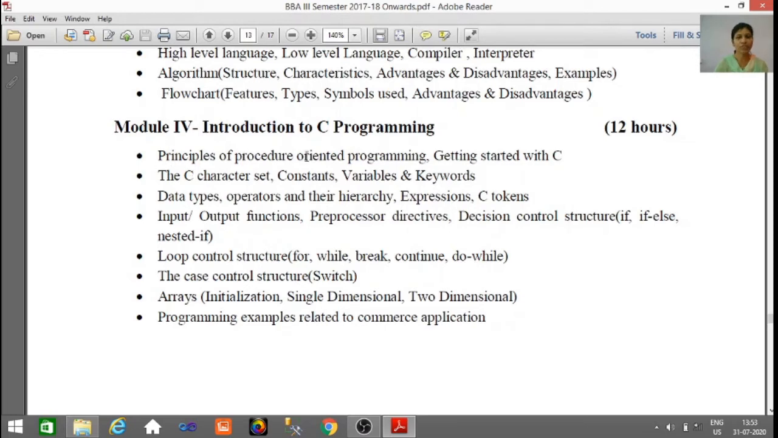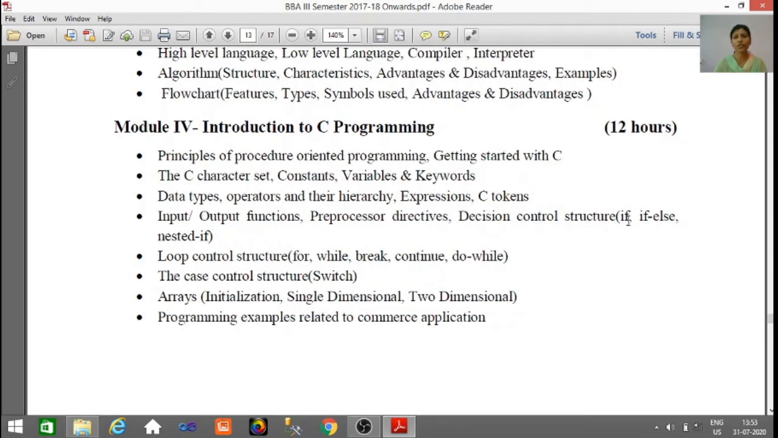Then principles of procedure oriented programming, getting started with C, meaning how we can start with C, how we can write the coding within this, we will learn in this module. Then character sets of C, constants, which constants we use, variables, keywords, there are some few keywords in C, we will see in this. Then data types, which are the types of data, then operators and their hierarchy, expressions, C tokens. Then input output functions, which input output functions we use. Then preprocessor directive, this is very important. This is the preprocessor directive we will use in programming. What is the use of this? We will learn in this.